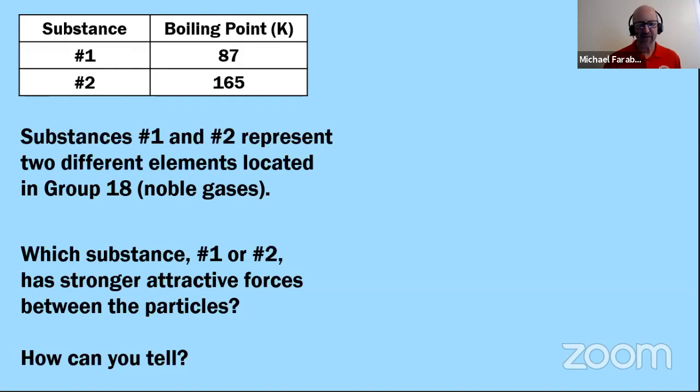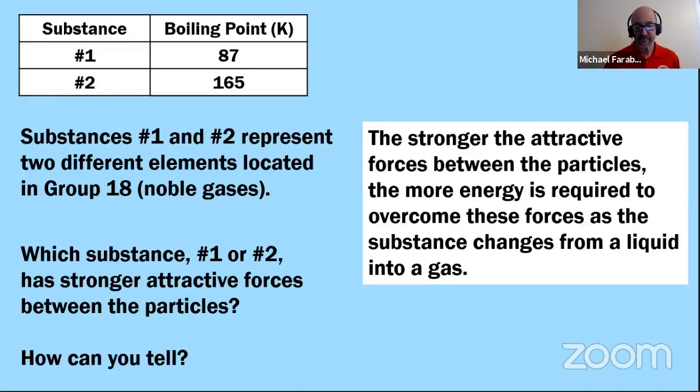Well, you don't have any information about the identity of the elements. We can't talk about polarity, electronegativity, Lewis electron dot structures. All we have are boiling points. So it should make sense to you that if you have to change a substance from a liquid to a gas, energy is required to convert a liquid into a gas. The stronger the attractive forces between the particles, the more energy is required to overcome these forces as the substance changes from a liquid to a gas. So I would argue that substance 2 has stronger attractive forces, even if I have no idea of the identity of substance 2. I'm going to go with the higher boiling point would be stronger attractive forces.